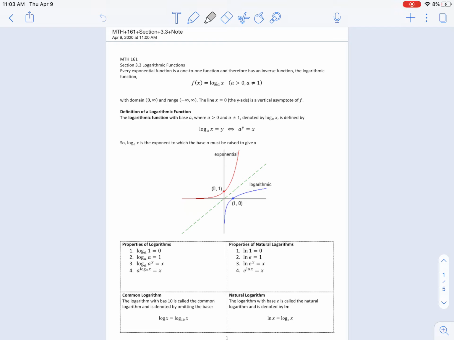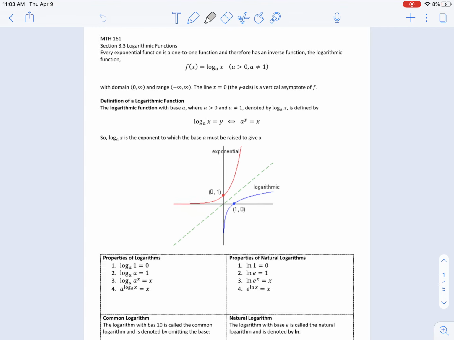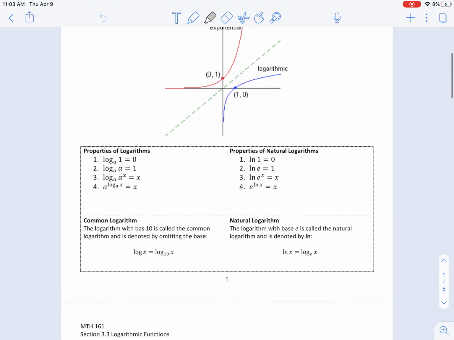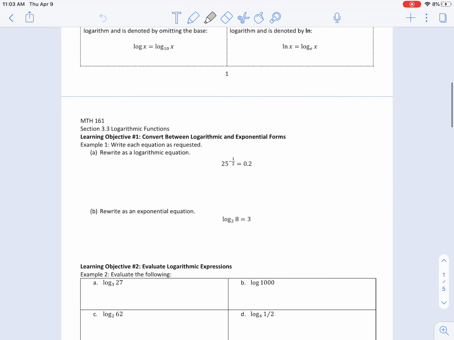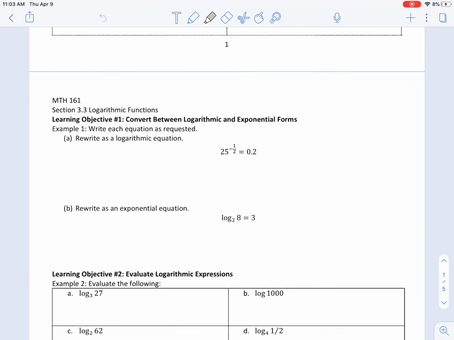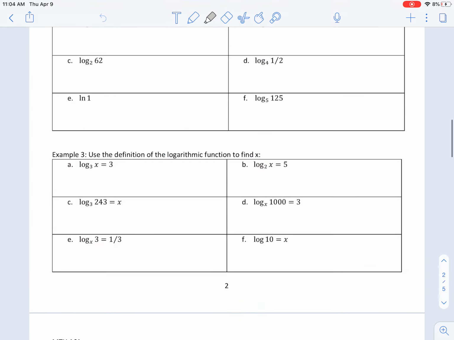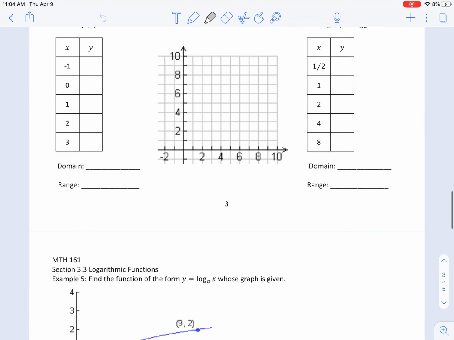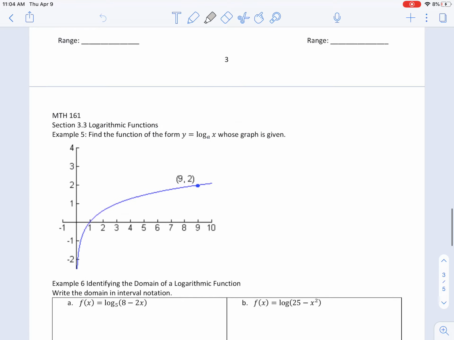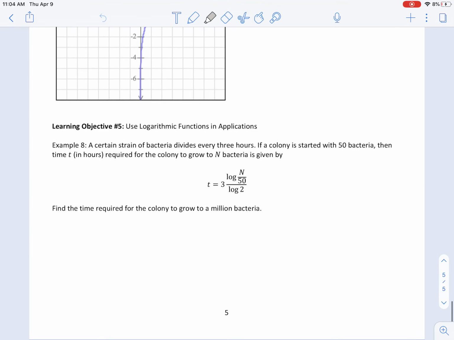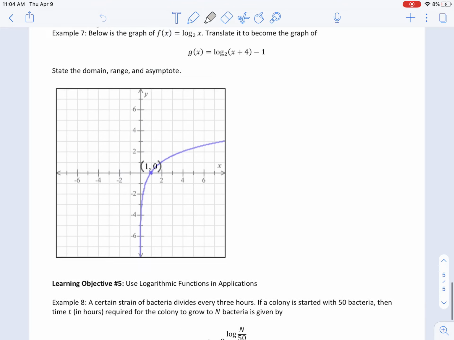In lesson 3.3, we will look at logarithmic functions. I have about 5 learning objectives that I want to go over in this lesson. I'm going to probably divide up the lesson video in 2 pieces instead of recording a single long video. So let's go over learning objective 1, converting, evaluating, graphing in this video. And I'll come back and go over how to find a domain and maybe just a single application problem, okay?